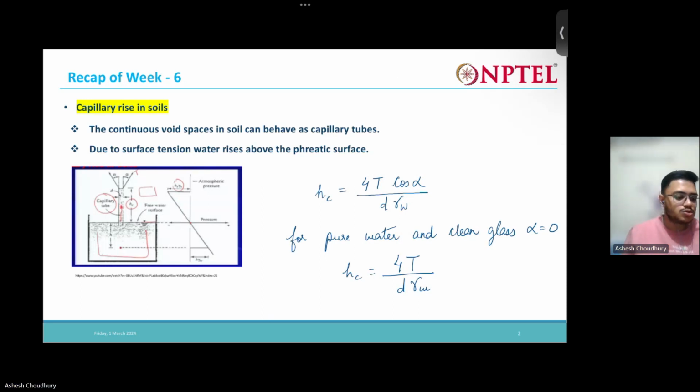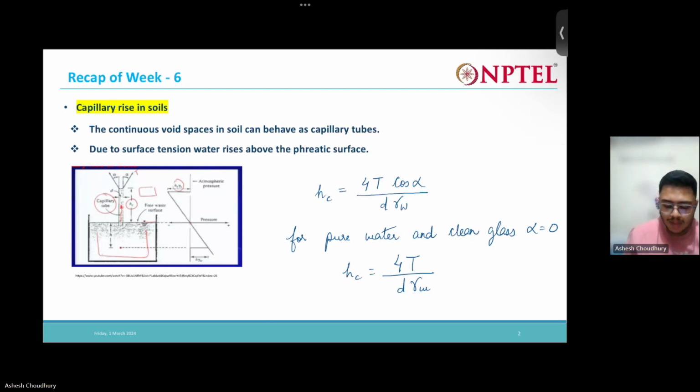So you have seen this in the case of water in a straw, right? When you put a straw in water or in liquid, the liquid rises up in the straw. Now if we imagine the void spaces in the soil as some capillary tubes, there are various interconnected pores in the soil mass. These interconnected pores, or the void spaces in the soil mass, actually behave as capillary tubes.